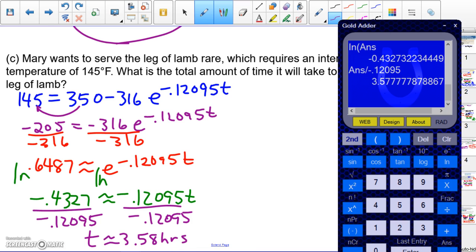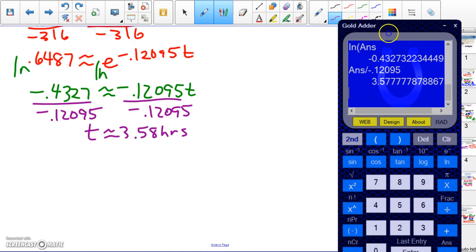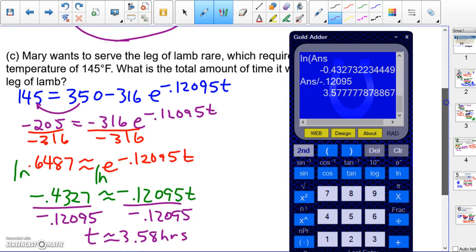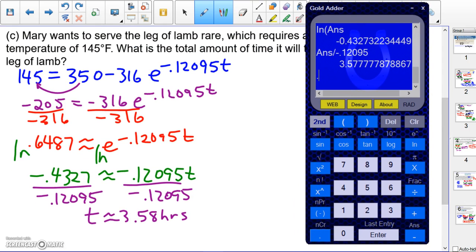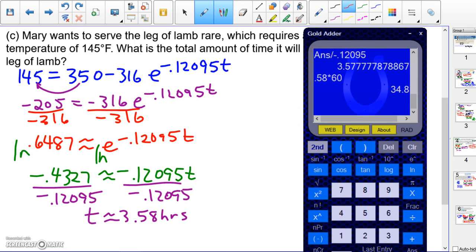So that's maybe a little bit weird answer. You got 3.58 hours. That's not really how we talk. What is the total amount of time? 3.58 hours. But 0.58 times 60 would give us how many minutes it is. So maybe that's a little bit better. So about 3 hours and 35 minutes.